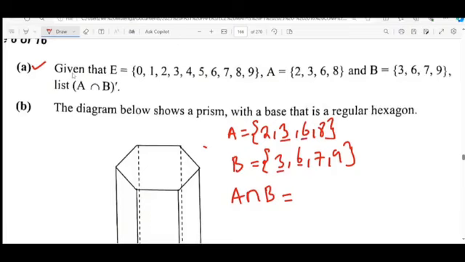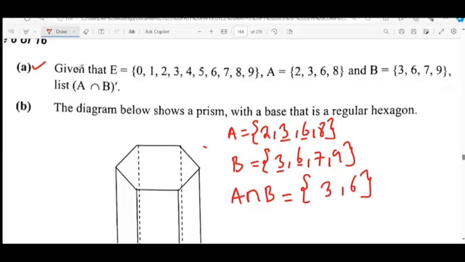Now we have a 2 in A, but in B we don't have a 2. We have 8 here, and we also don't have 8 in B. We have 7 in B, no 7 in A. 9 in B, no 9 in A. So A intersection B, we have 3 and 6. Okay, this is what you have.